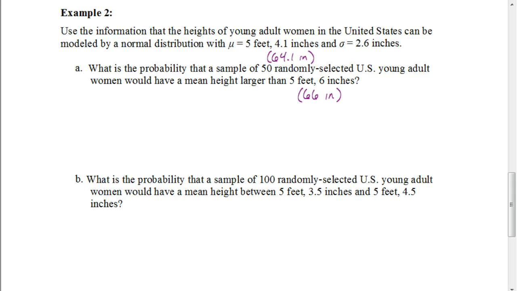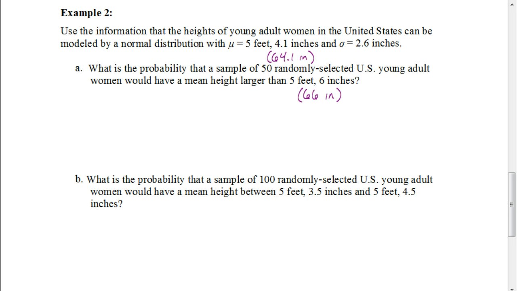So we want to find what is the probability that a sample of 50 randomly selected U.S. young adult women would have a mean larger than 5 feet 6 inches. So again, the 5 feet 6 inches would be the same as 66 inches. So I want to find how many standard deviations above the mean the 66 inches would be.